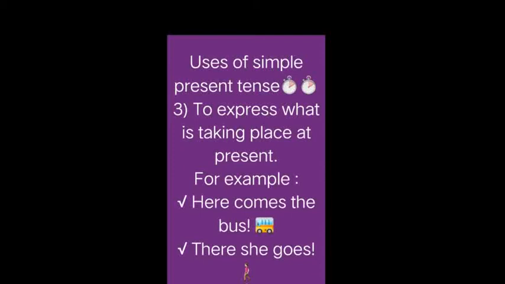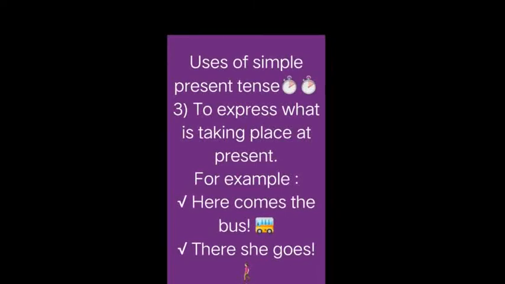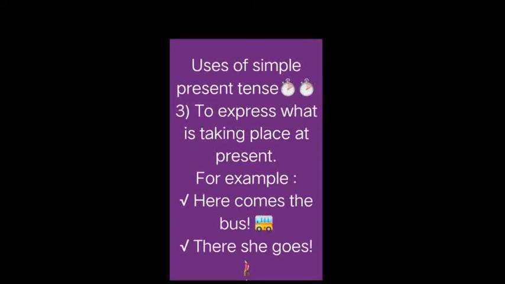So how is present tense used in the case of exclamatory sentences? In exclamatory sentences beginning with here and there, simple present tense is used to express what is taking place at present. Let us see the examples. The first one is, here comes the bus. So it is an exclamatory sentence. Present tense is used in order to express what is happening or taking place at present. Simple present tense is used. Here comes the bus.